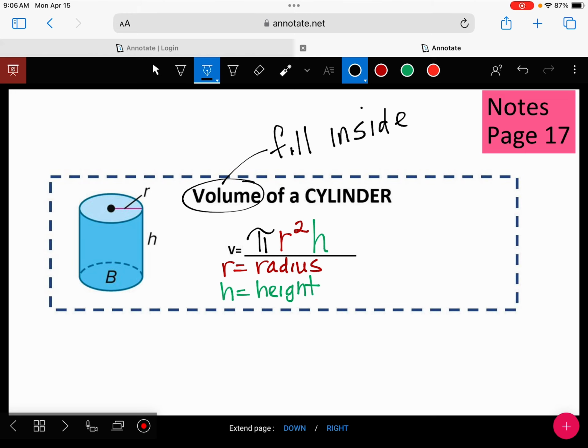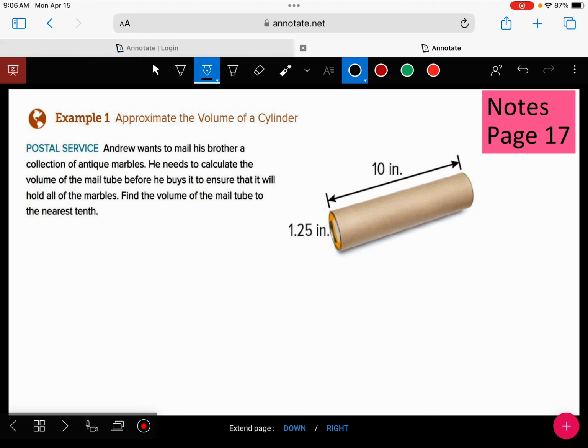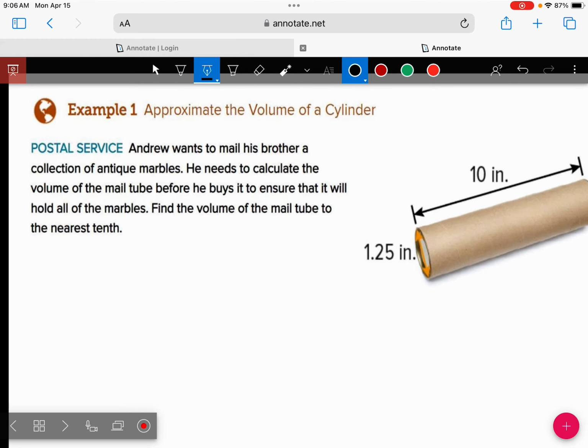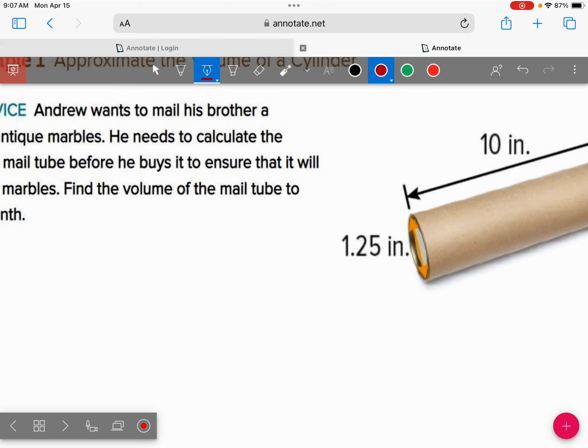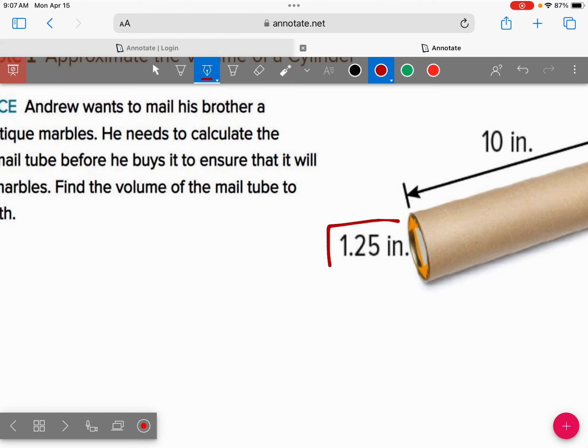So let's go ahead and finish out this page and find our volumes. So we have a tube. It says Andrew wants to mail his brother a collection of marbles. He needs to calculate the volume of the mail tube before he buys it to ensure that it will hold all of the marbles. Because remember, it's what can fit inside. Find the volume. So first thing first, this number, do you think that is your radius or your diameter?